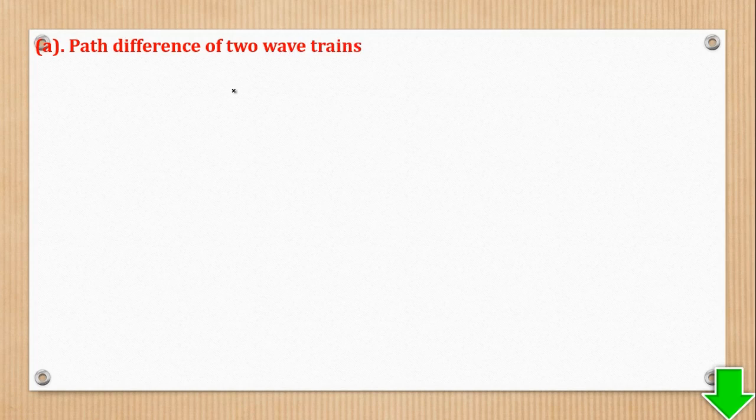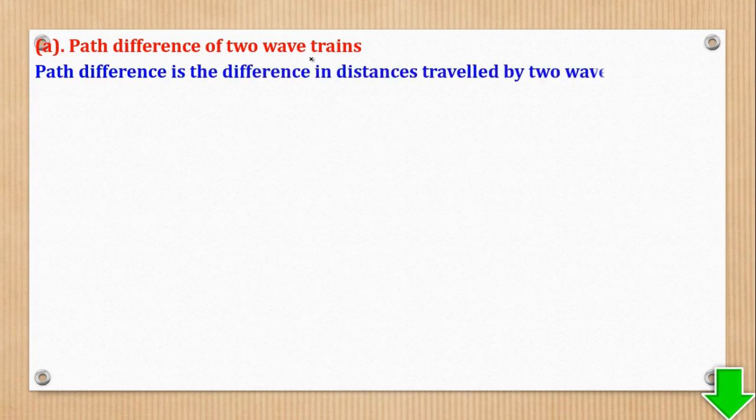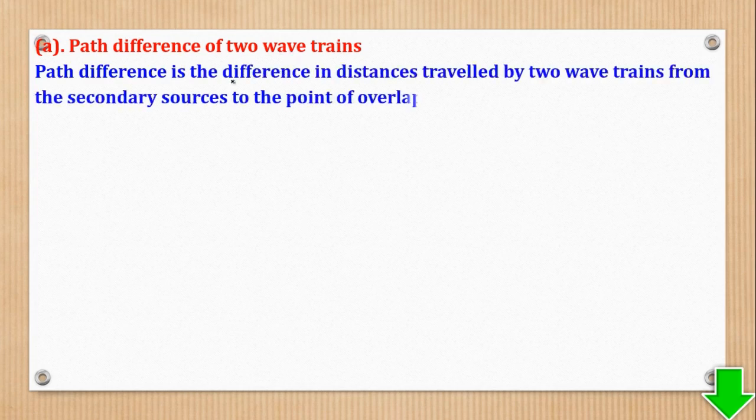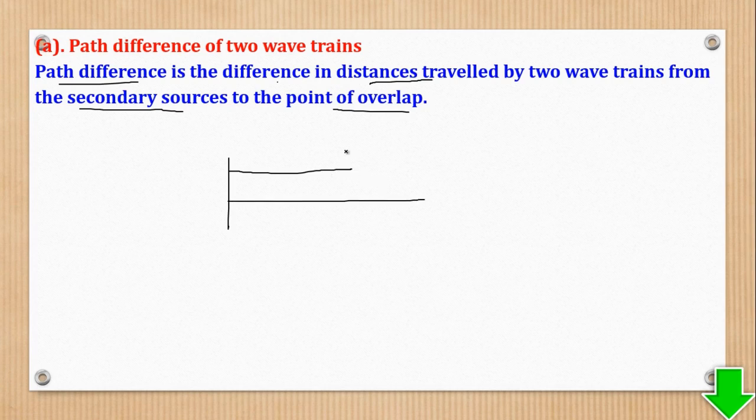There are some terms which we need to know for us to go to the calculations. One is what we call a path difference of two waves or wavefronts. Path difference is the difference in the distances traveled by two wave trains from the secondary sources to a point of overlap. For example, if one wave starts from here and reaches here, another wave starts from here and reaches here, the difference is what we call basically the path difference.